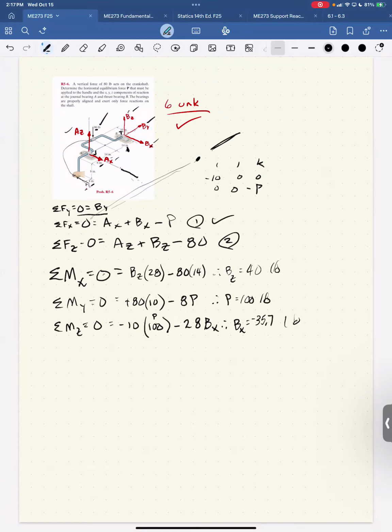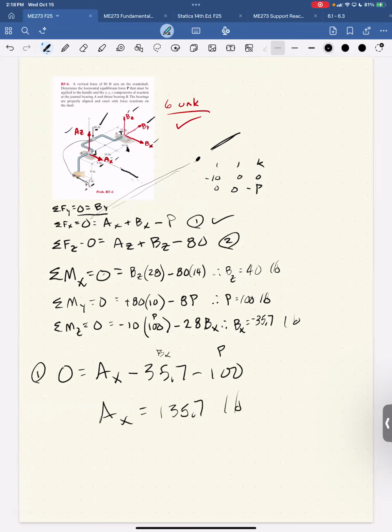And then we go back to equation 1 and solve for AX. So we have 0 is equal to AX plus BX, which is minus 35.7, minus P, which is 100. Right, so this is P and this is BX. This is equation 1 I'm solving for. AX is 135.7. The only thing I'm concerned about is getting the correct signs, because even I'm having trouble doing that.